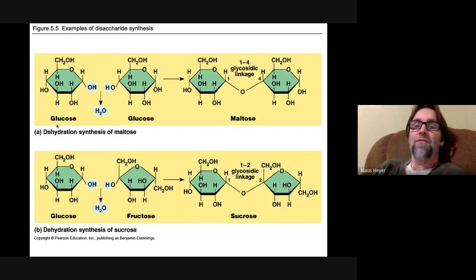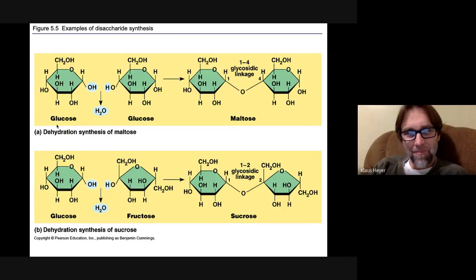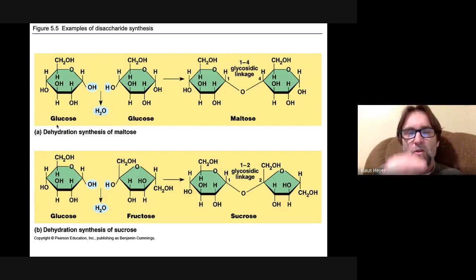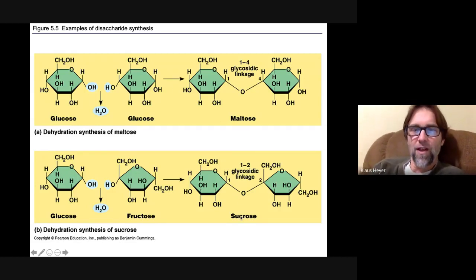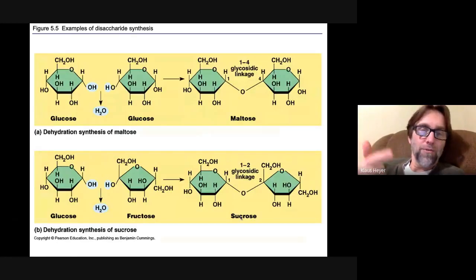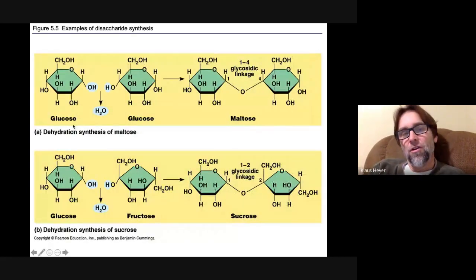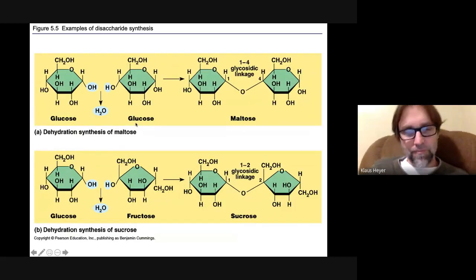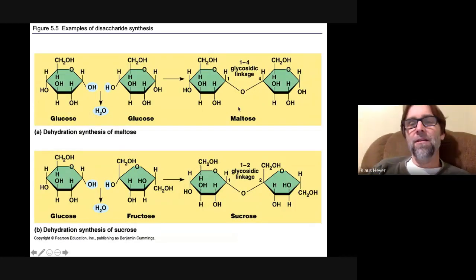I know it's a lot of information. We've got 3 monosaccharides and 3 disaccharides. Maltose is a disaccharide. Sucrose is a disaccharide. The third one, which is not on here, is glucose plus galactose. That's going to make lactose.